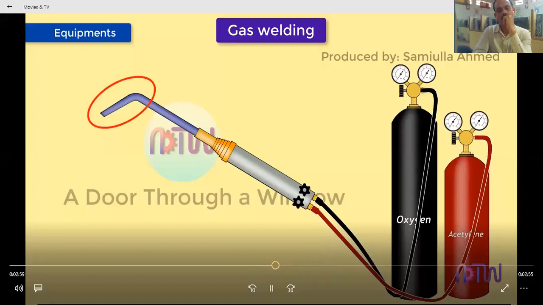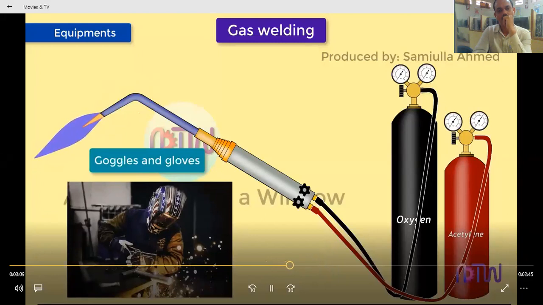Nozzle. The mixture of oxygen and acetylene comes out of this nozzle. The mixture of these gases comes out in pressure from the nozzle and then is ignited by the striker. Goggles and gloves. In gas welding, goggles and gloves are used for the safety of the operator who does welding. They are used to protect the hand and eyes of the welding operator from radiation and heat of the flame.